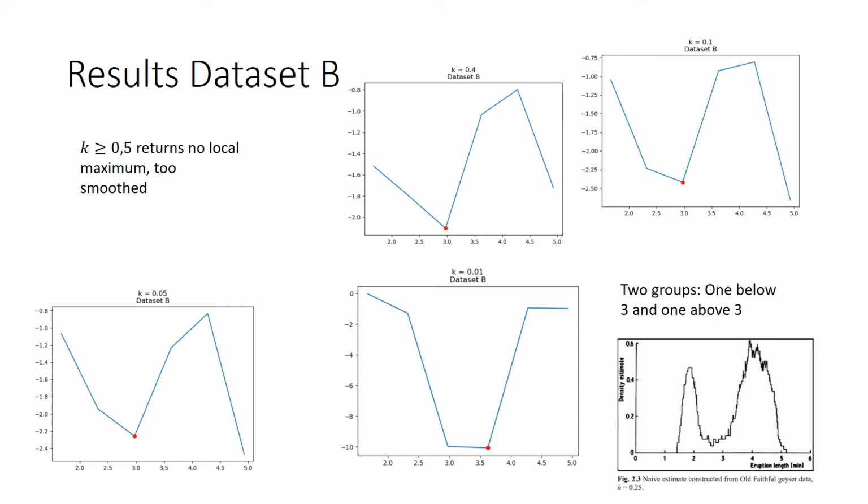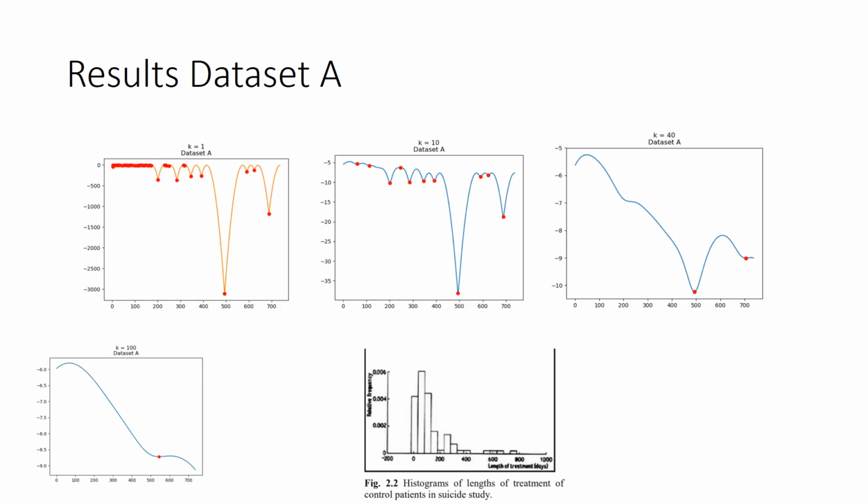And above, yeah, so we have 2 groups, one below 3 and one above 3. In the bottom right, we can see the naive estimate from earlier of this dataset B. And we can see that, okay, it's fair enough that you have one group on the left and one group on the right.